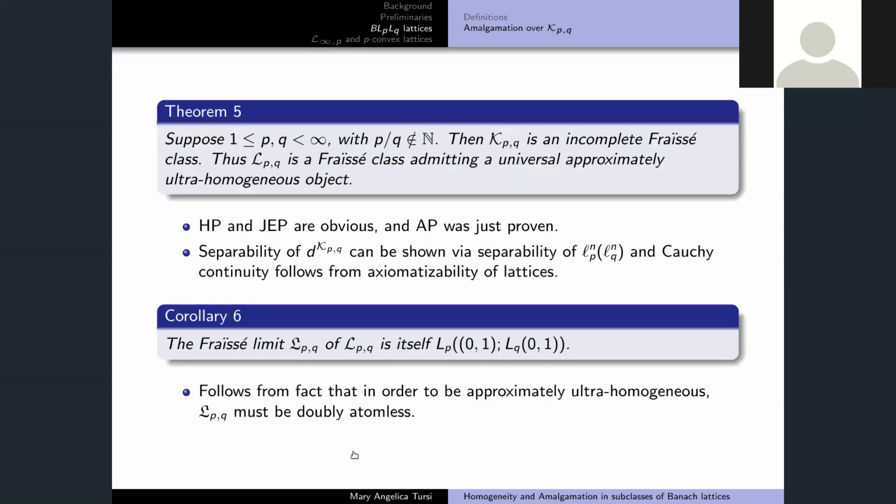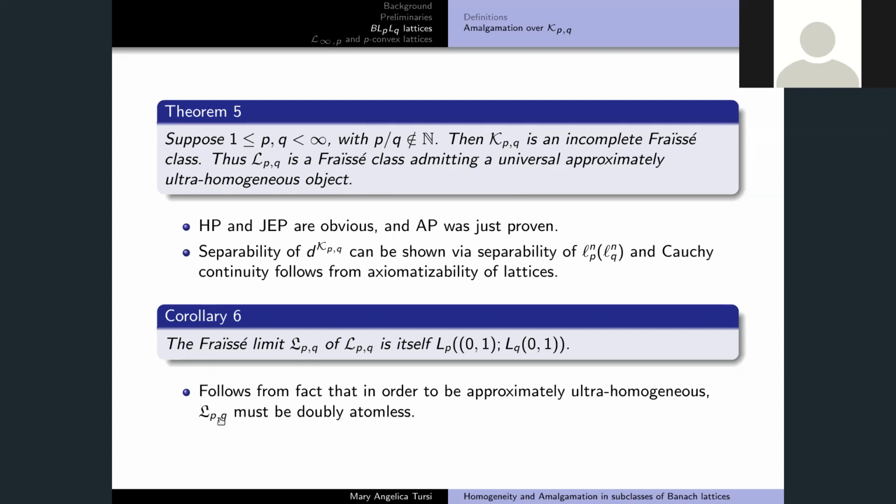And so basically what that means is that we then have that KPQ is an incomplete Fraïssé class. So LPQ is Fraïssé, and it admits a universal, approximately ultra-homogeneous object. And as I mentioned before, the other Fraïssé conditions are pretty clear, and the same thing with the weakened versions of the Polish property and the continuity property.